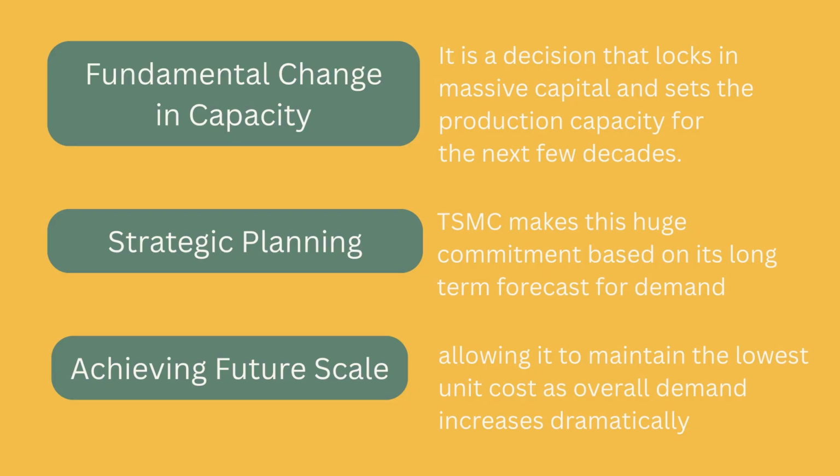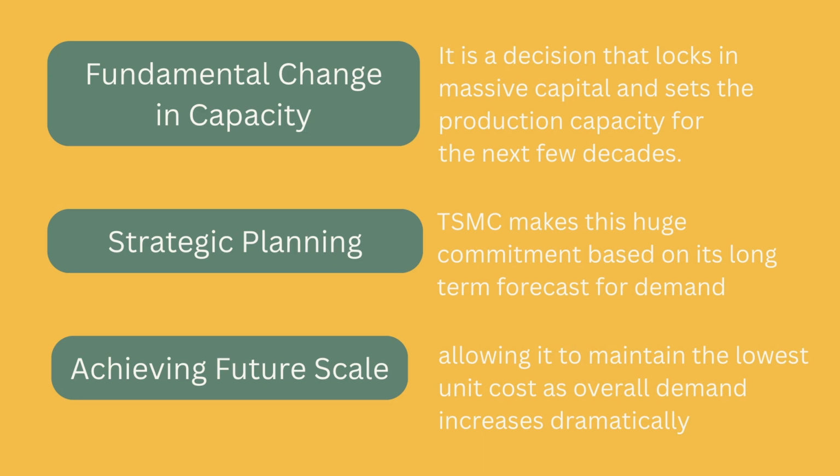The first is fundamental change in capacity. Building a new fab is not just a small tweak. It is a fundamental shift in TSMC's total ability to produce chips. It is a decision that locks in massive capital and sets the production capacity for the next few decades.